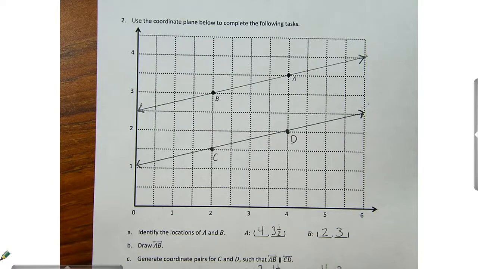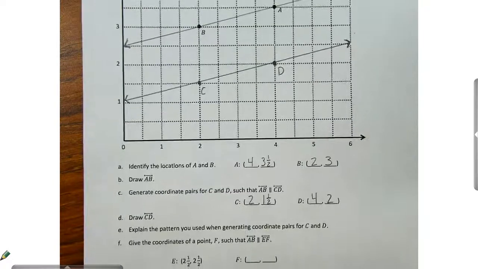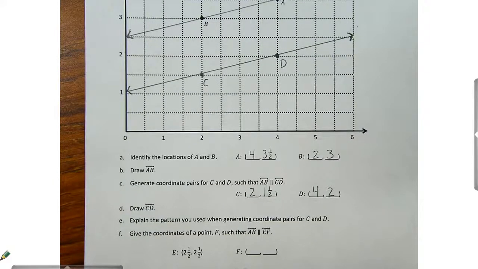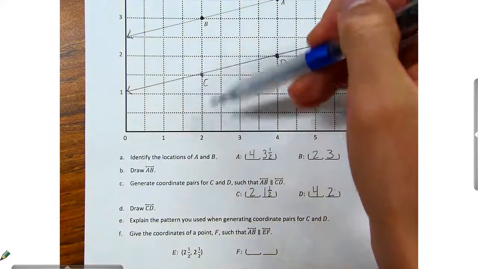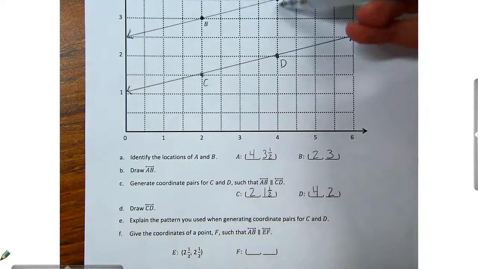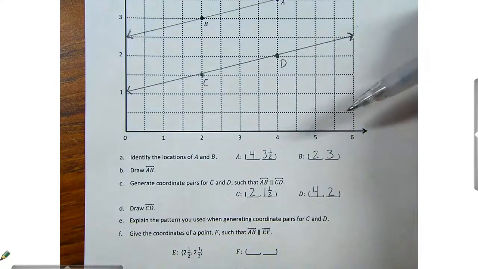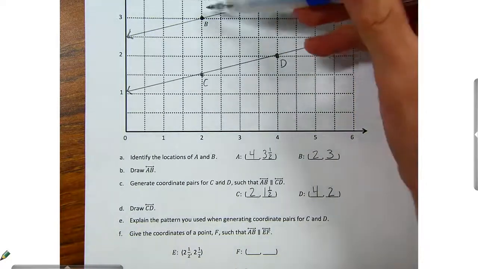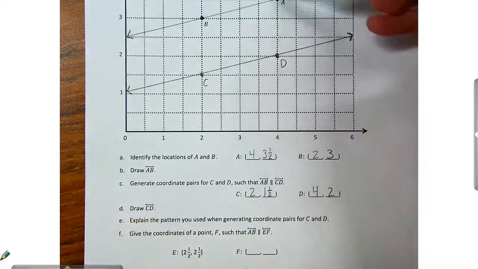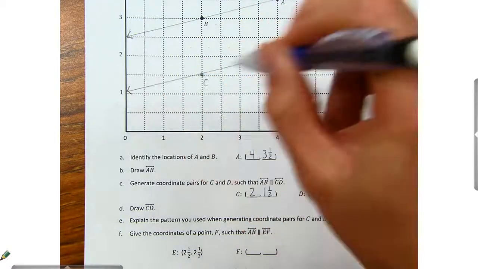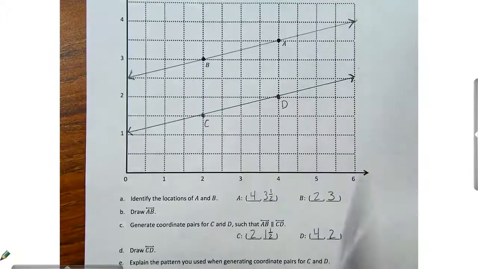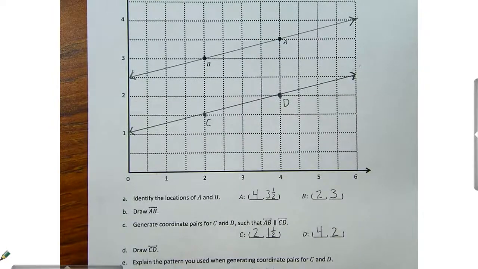Now it says, explain the pattern you used when generating coordinate pairs for C and D. Well, we moved the same amount of units down from point B as we did in point A, and created 2 points that were the same distance away, relative distances away from those points. So that way we know this line will never touch this one as far as we go in either direction, the same distance apart the whole way.